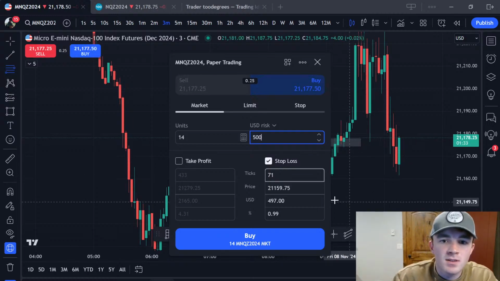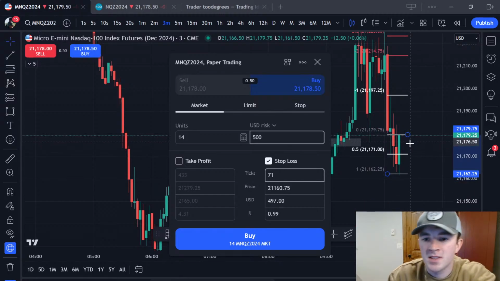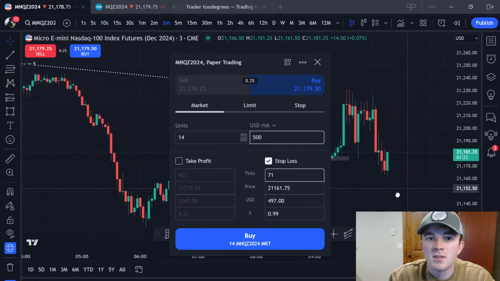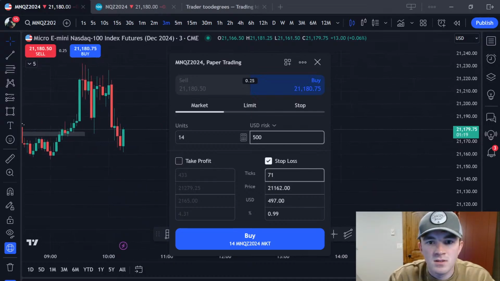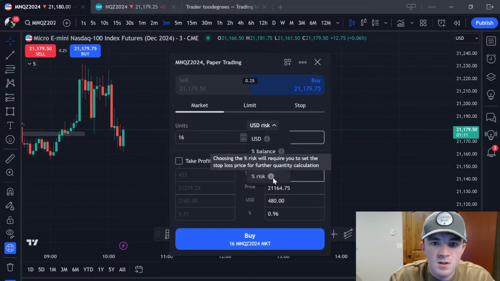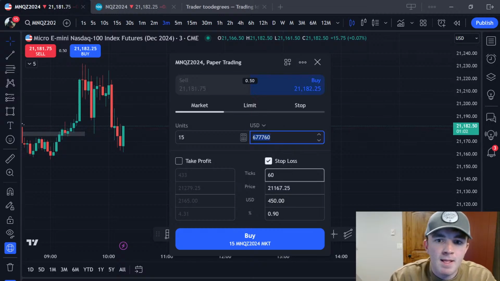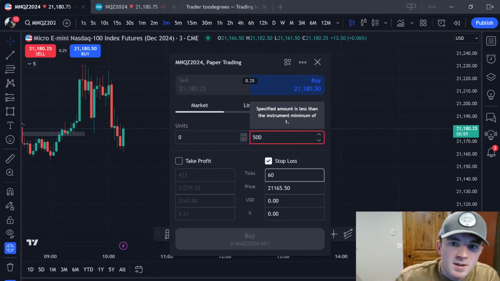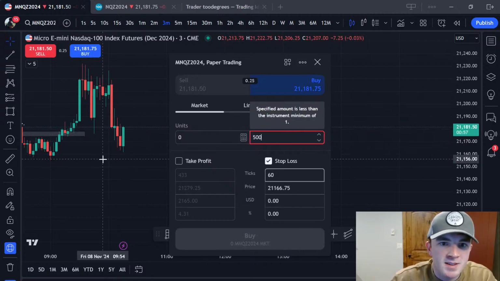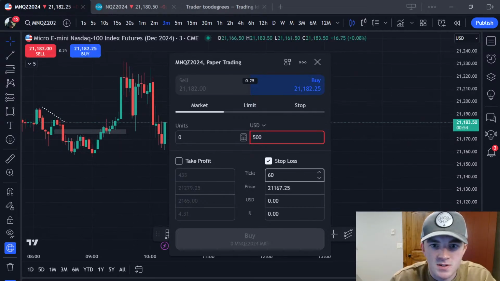Yeah, but I put in the USD risk, but I still don't know where my stop loss is gonna be. Like, yeah, put in USD risk. I still don't know. I can't see my stop loss on the chart, so it's kind of confusing.